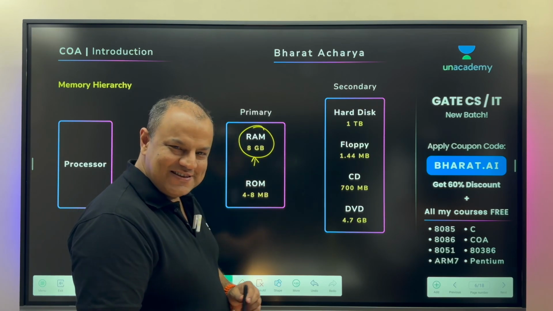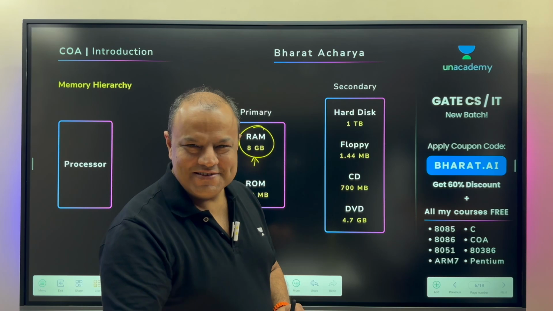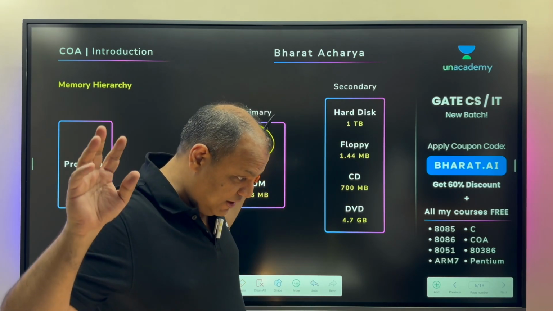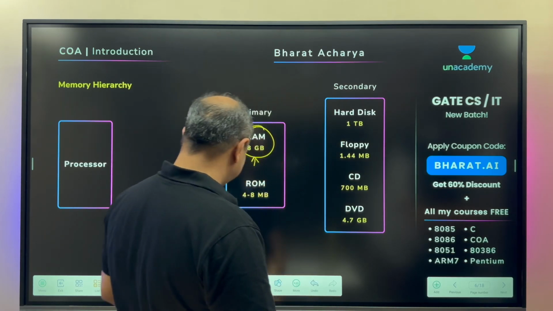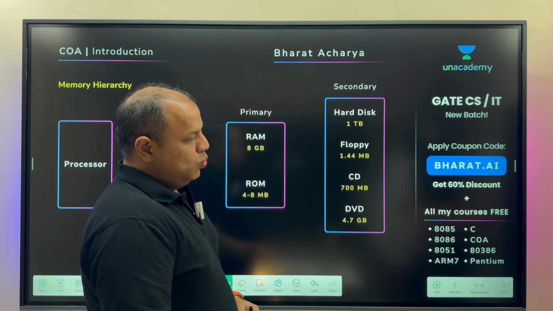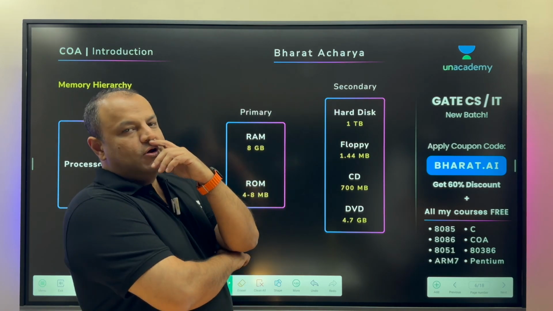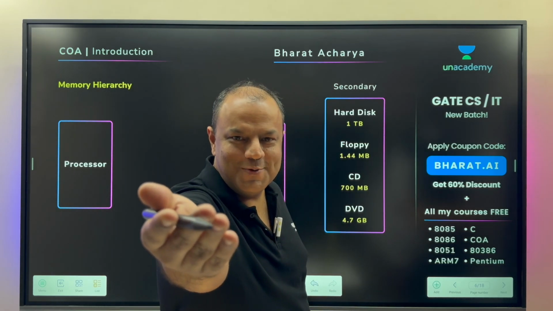So, which is the faster RAM, static or dynamic? Static is faster because it uses flip-flops. Of course, we learn it in full detail with the circuit diagrams. Right now, I'm giving you the introduction. So, which RAM is faster? Static RAM. You have 8 GB of RAM in your computer. Can you tell me which RAM do you have? Which is faster? Come on, static.